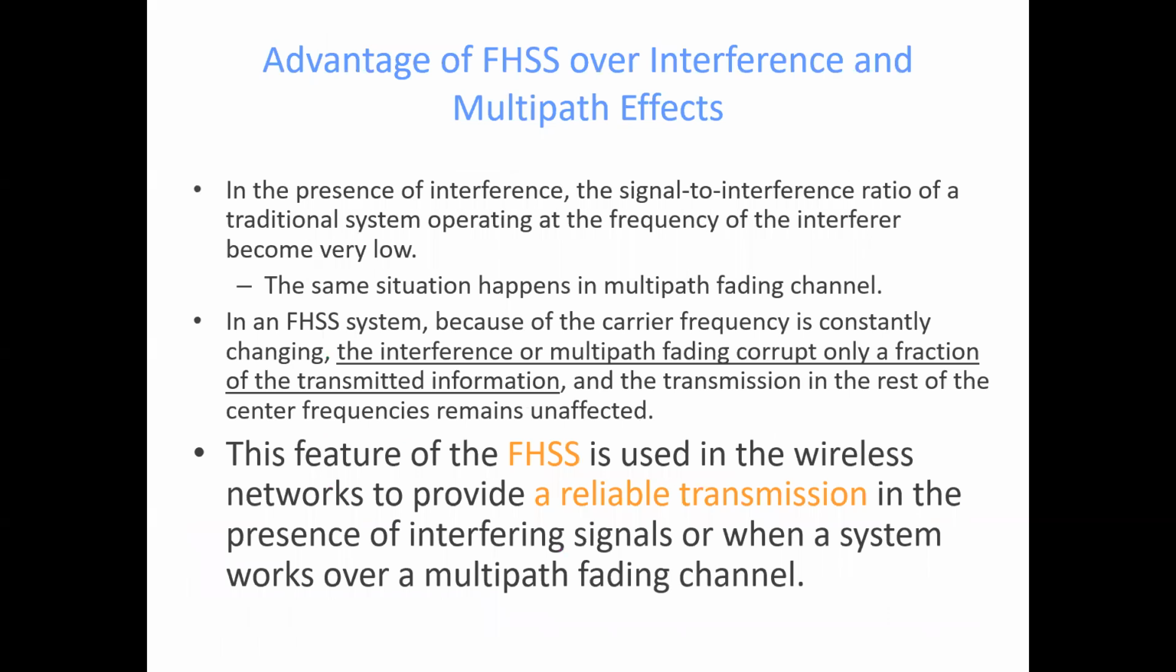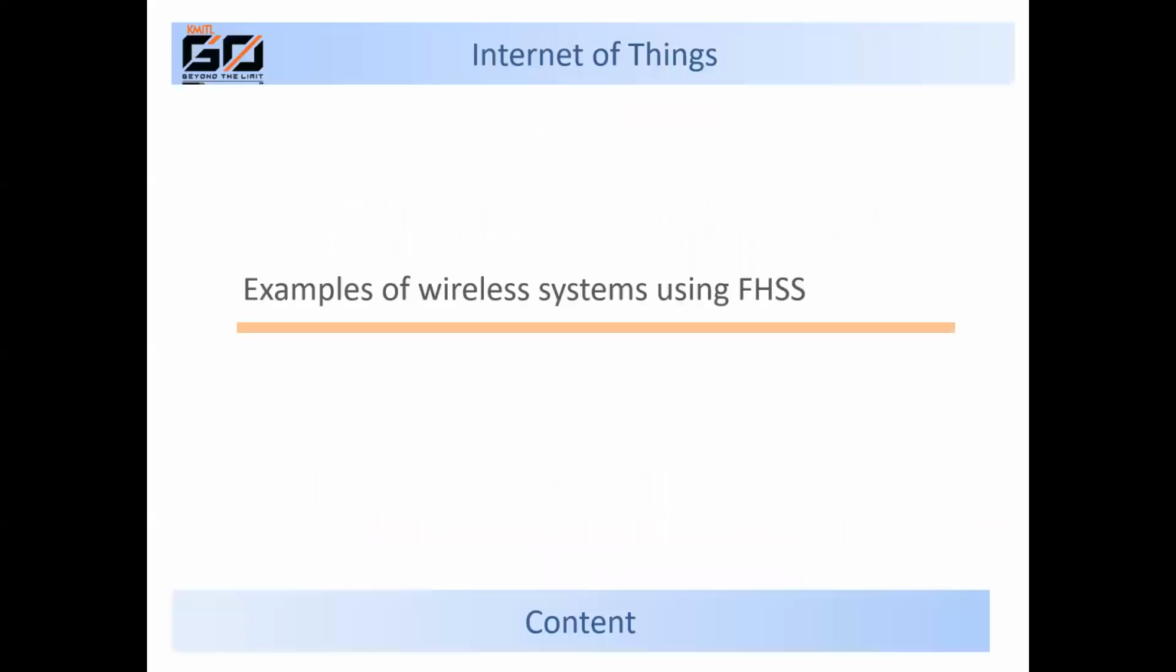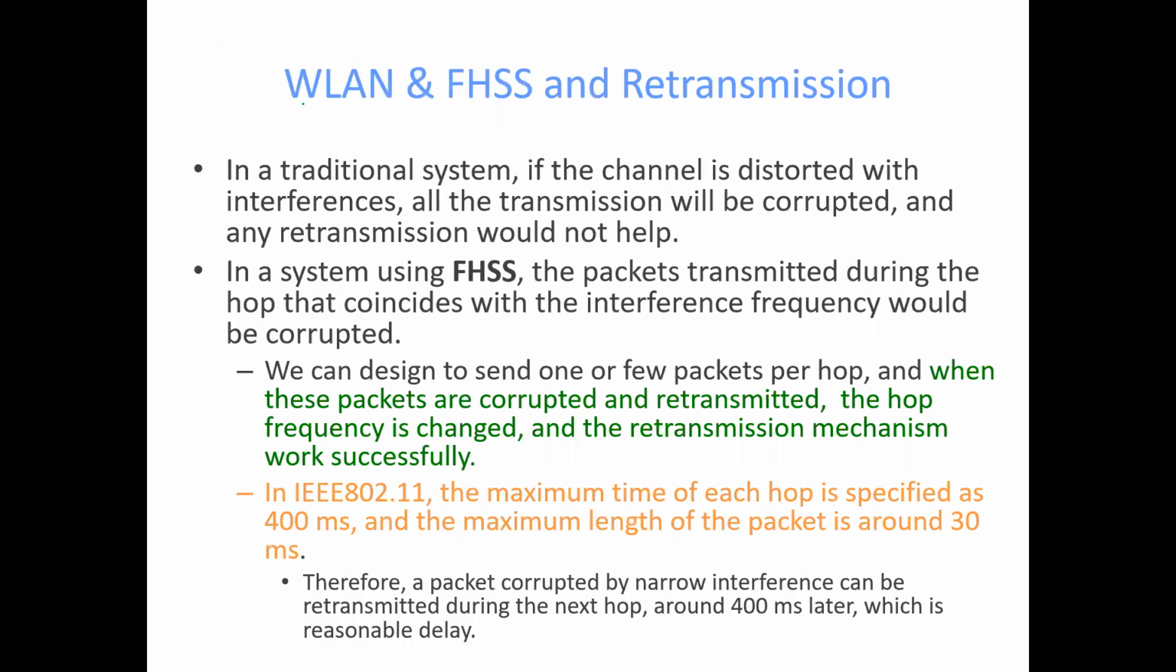Okay. So I think I explained this one already. We can retransmit the lost packet. For the remainder, I just want to show you examples of wireless systems using frequency hopping. The first one is applied to wireless LAN. In the traditional system, if the channel is distorted by interference, the transmission will be corrupted. You see, the whole packet, right? Because we use the same frequency as the frequency of the interference, any retransmission would not help.